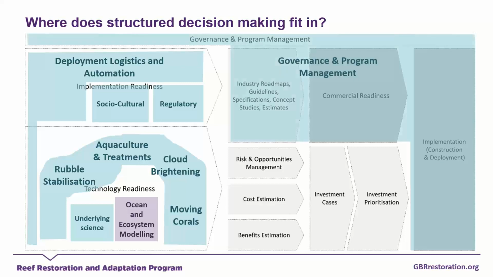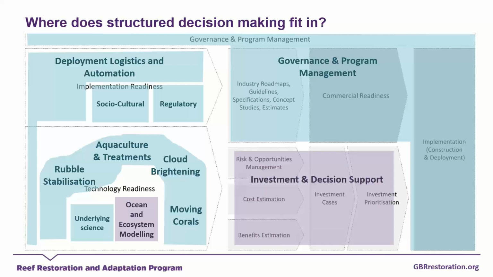Of course, there's lots of governance and program management, and this function is currently also covering elements of getting these technologies ready for commercialization. Who might deploy them? How might we produce them at scale, etc. And this is where the modelling and decision support sub-program fits in, characterising opportunities and risks, and including cost and benefits estimation into investment cases, allowing some investment prioritisation to be fed into this system.